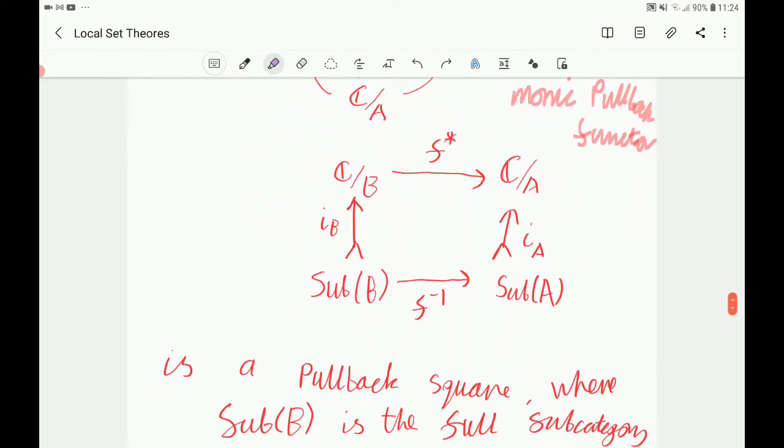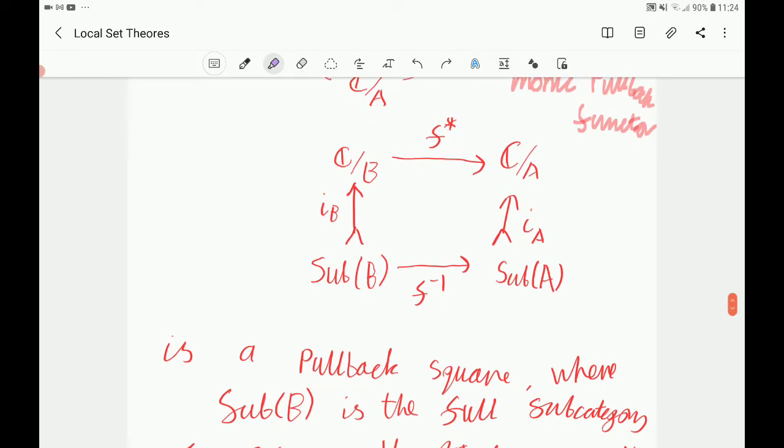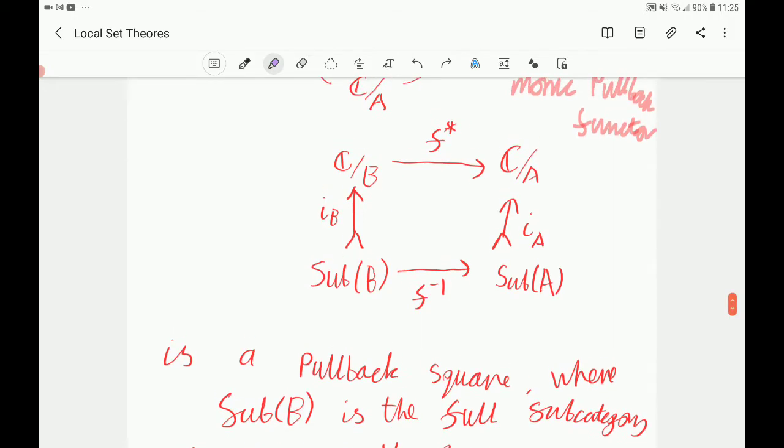And the beautiful thing about Sub B is that it's a Heyting algebra, as I discuss in my foundations video on logic and partially ordered sets. So it's a Heyting algebra, and also I discuss this in intuitionistic logic and type theory.